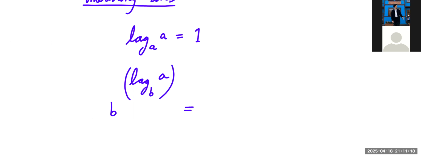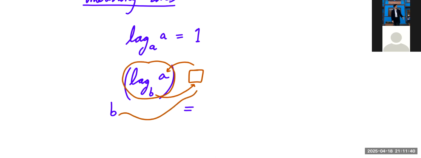Hmm, I'm not sure. So let's try to think about this. It's almost like a riddle. b to the power of something equals a, okay? So there is something out there such that when I raise b to that number, it becomes a. The log will give me that number, correct? So if I raise b back to that number, what should I get? a.